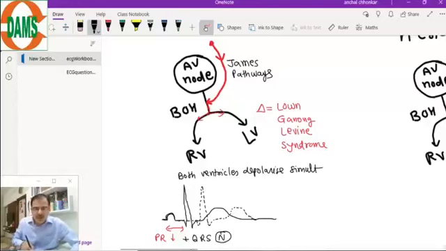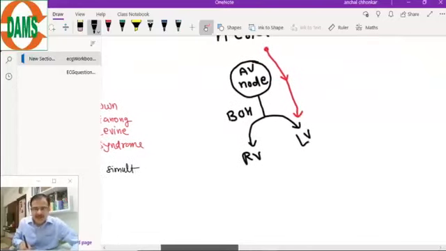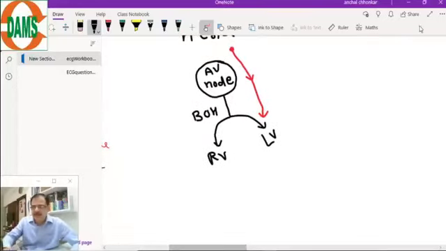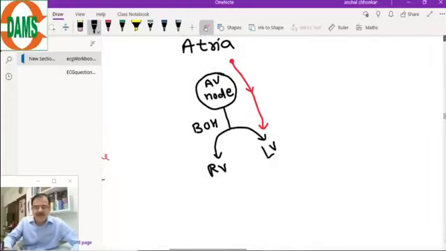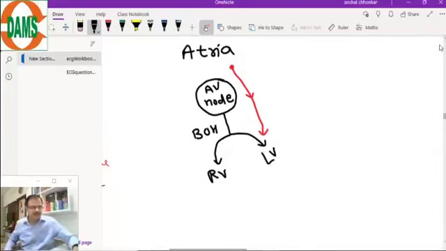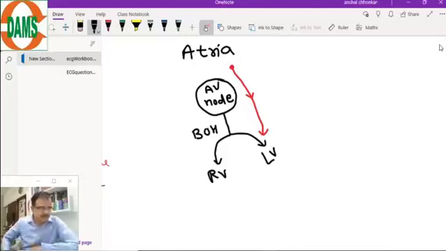Now come to the next one, and in the next one visualize carefully and see the difference from the first one. We will check in lead 2. Treatment of LGL syndrome: treatment is radiofrequency ablation of these pathways.